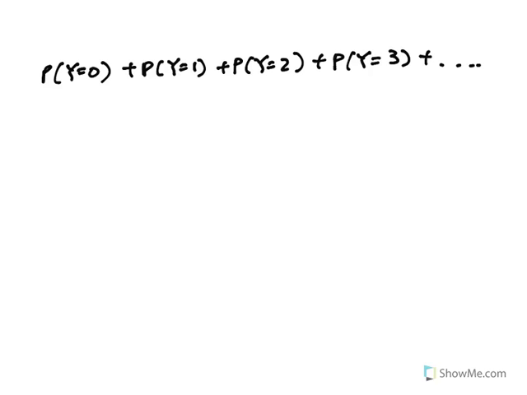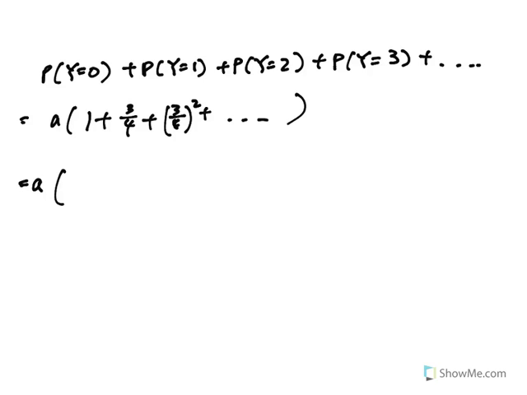So do you see anything you can take out? Yes, you can take out A, because A will not help you much. Then 1 plus 3 over 4 plus 3 over 4 squared. What kind of GP is this? Sum to infinity. You remember the formula? Yes, A over 1 minus R. So what is A? The first term is 1. What is R, the ratio? The ratio is 3 over 4.